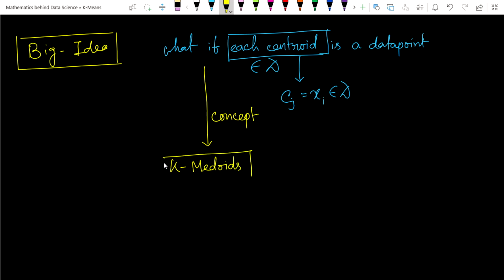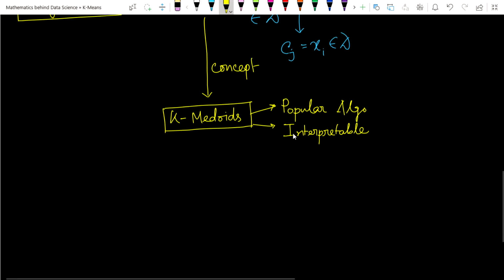K-Medoids. What is K-Medoid? It's a simple, popular algorithm. K-Medoid is a very popular algorithm. In a minute we will see how we compute this Medoid. It's also easy to interpret compared to our centroids. We can easily interpret it. It is easily interpretable.